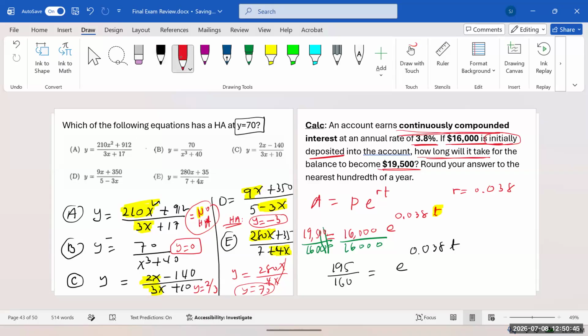Since our house is clean, we can invite the ln. Remember, ln is a function. So you have to apply it on the left, never on the right. Put ln of whatever you have on the left side. And you have to put everything inside the parentheses. So e and ln, they fight one another. Our guest is bad. It kills the host. So we have ln of 195 over 160 equals 0.038t.